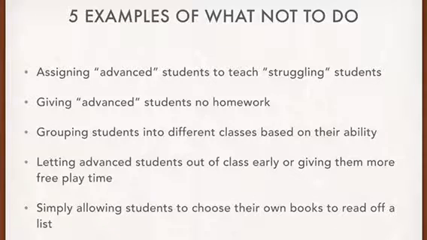Here we offer 5 examples of what not to do. Number 1, assigning advanced students to teach struggling students. Number 2, giving advanced students no homework. Number 3, grouping students into different classes based on their ability. Number 4, letting advanced students out of class early or giving them more free playtime. Number 5, simply allowing students to choose their own books to read off a list.